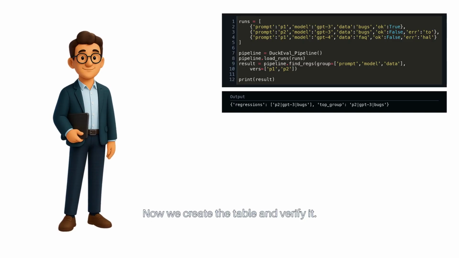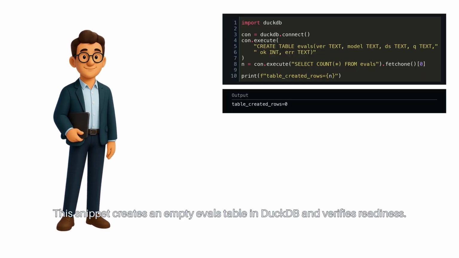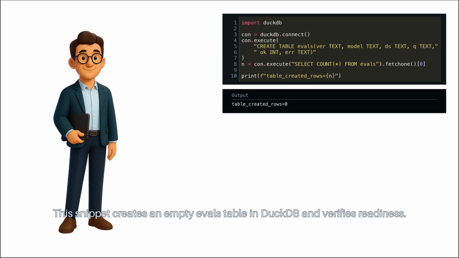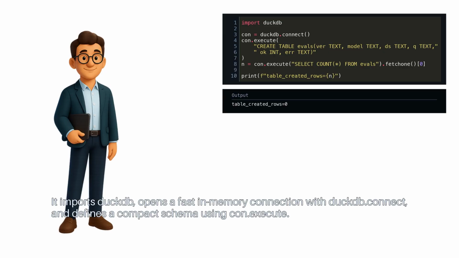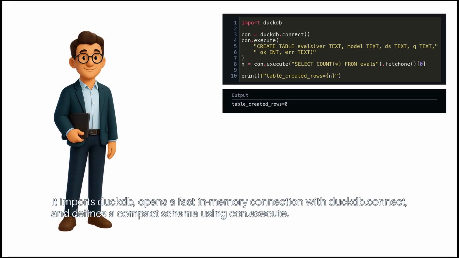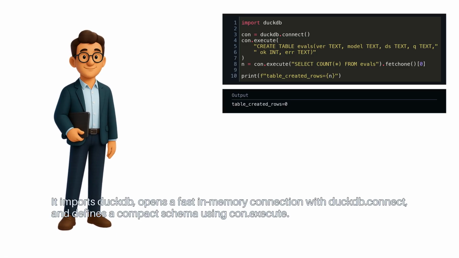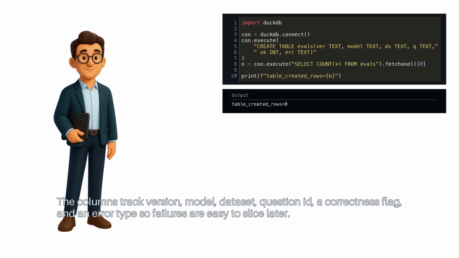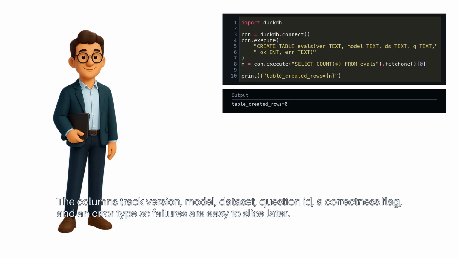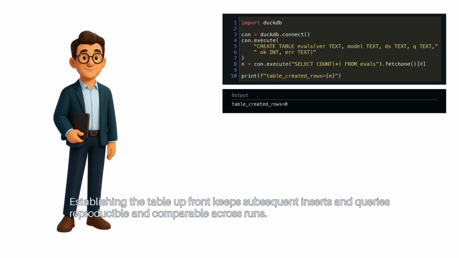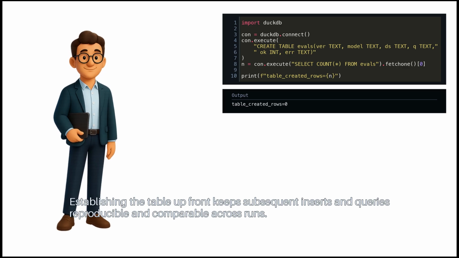Now we create the table and verify it. This snippet creates an empty evals table in DuckDB and verifies readiness. It imports DuckDB, opens a fast in-memory connection with duckdb.connect, and defines a compact schema using con.execute. The columns track version, model, dataset, question ID, a correctness flag, and an error type so failures are easy to slice later. Establishing the table up front keeps subsequent inserts and queries reproducible and comparable across runs.